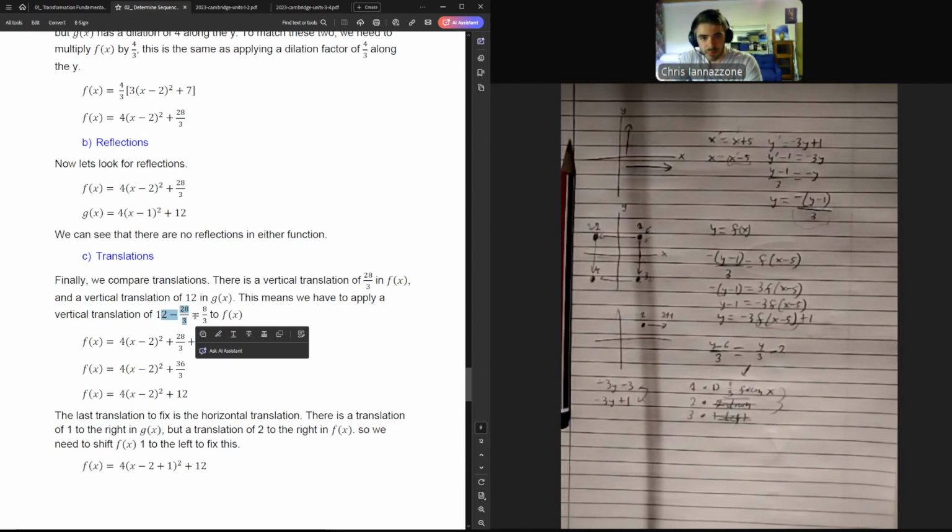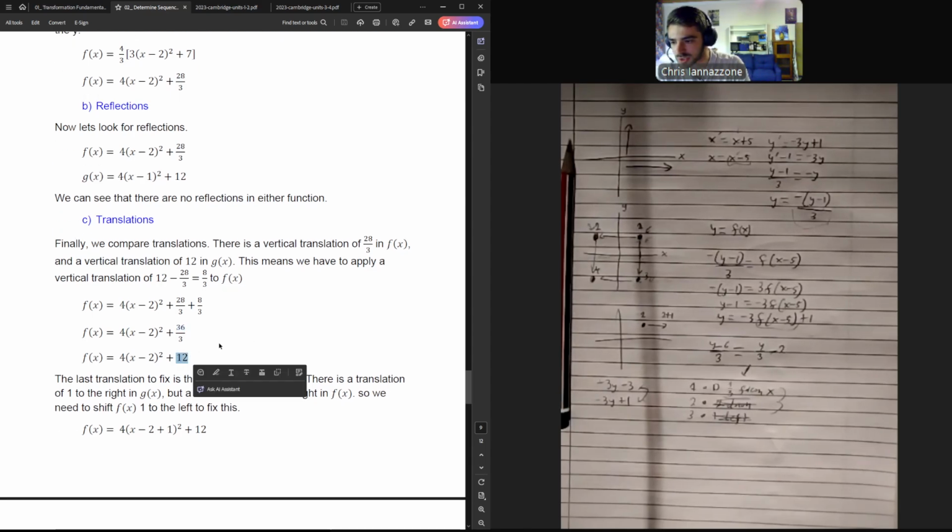So what is the gap between them? In this case, it's 8 over 3. So if you want to go from 28 over 3 to 12, you need to add 8 over 3. So you need to go up vertically. And so you do that. It simplifies to 36 over 3, which, well, duh, is 12. We did that on purpose for that very reason.